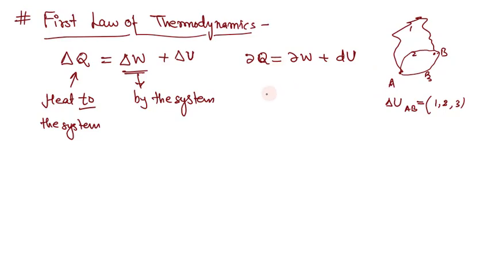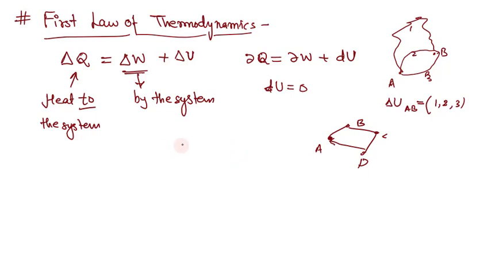In many of the graphical problems, you will use this concept: for a cyclic process, dU is 0. Because if I go from A to B, B to C, C to D, and then again D to A, then I am again at my initial position. So my total change in internal energy will be 0. Then we will be calculating this quantity, delta Q minus delta W, to be a constant.